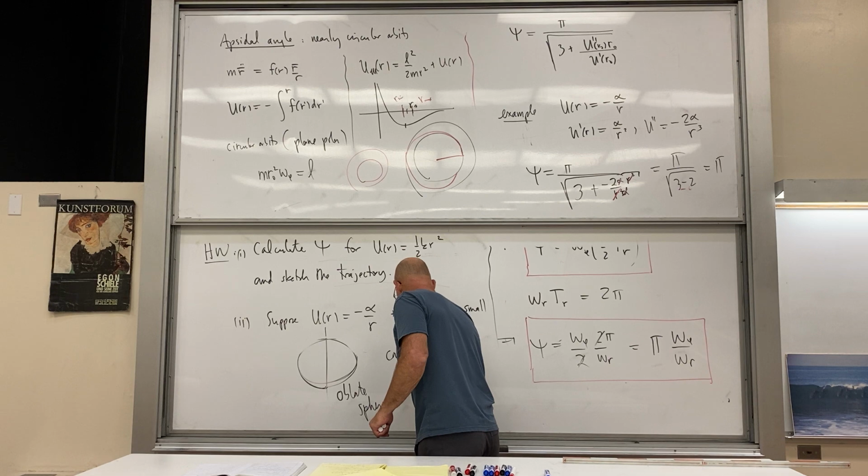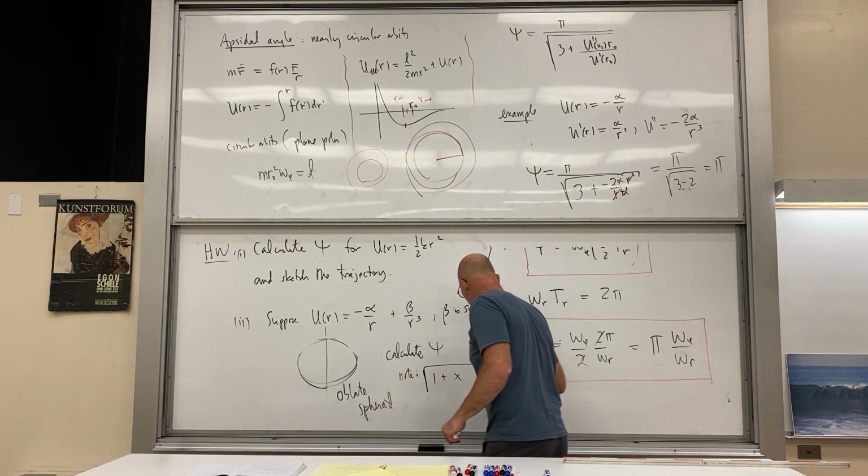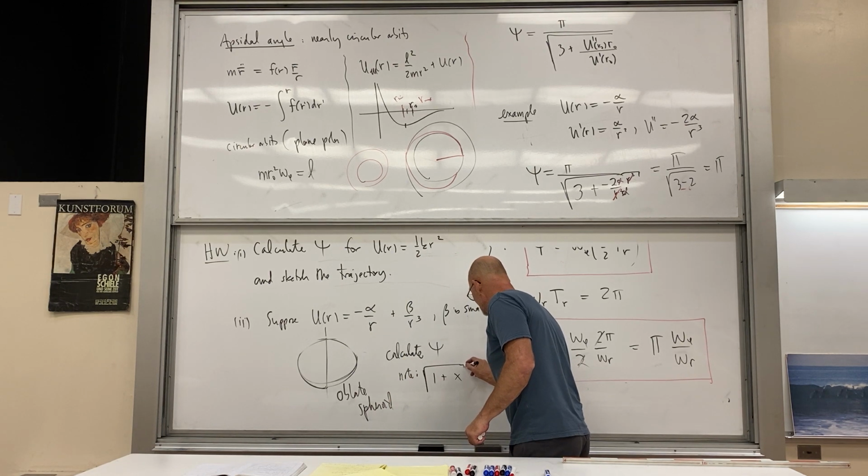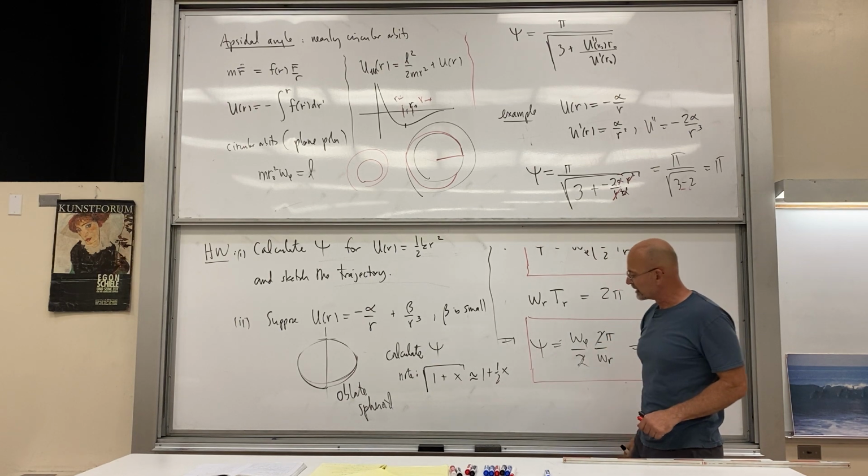So here's an important note. You're making use of the fact that square root of 1 plus x is approximately 1 plus 1/2 x. That's just the Taylor expansion. That's a 2 right there. 1 plus 1/2 x.